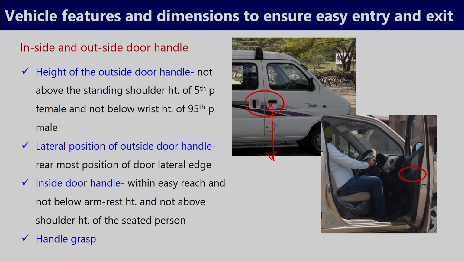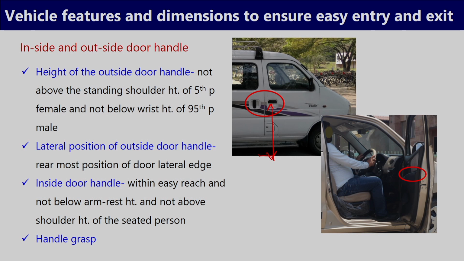So, the height of the outside door handle should not be above the standing shoulder height of the 5th percentile female. At the same time, it should not be below the wrist height of the 95th percentile male. So, this dimension should be such that it is not below the wrist height of a standing 95th percentile male, meaning people with 95th percentile wrist height will easily be able to access this door handle. At the same time, it should not be above the shoulder height of the 5th percentile female, so that people with shorter dimensions can also easily open that door.